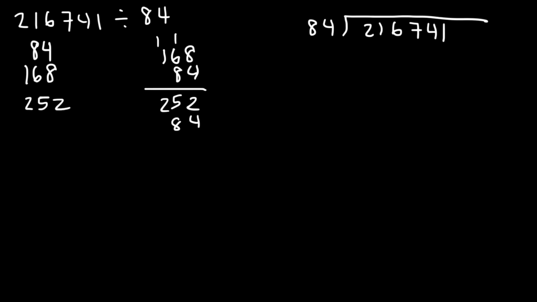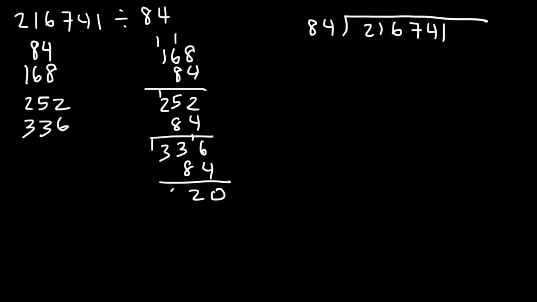And now let's add 84 again. 2 and 4 is 6. 5 plus 8 is 13. Carry over the 1. That's 336. And now let's add another 84 to it. 6 and 4 is 10. 1 plus 3 is 4 plus 8, that's 12. So this is going to be 420.